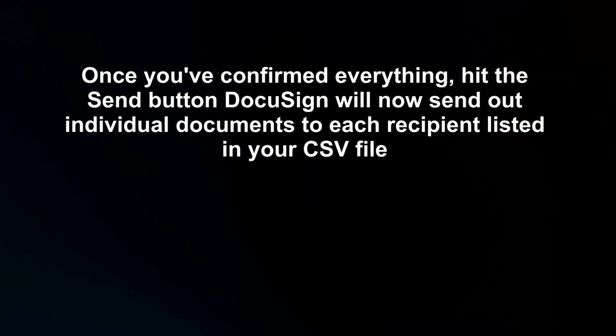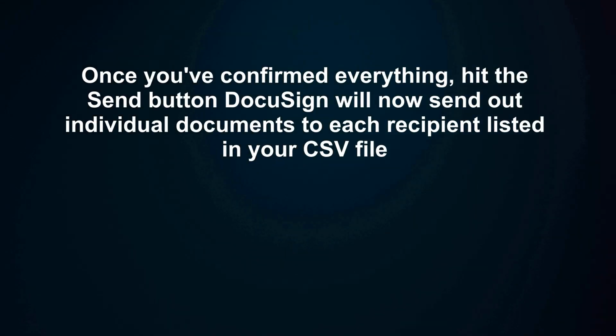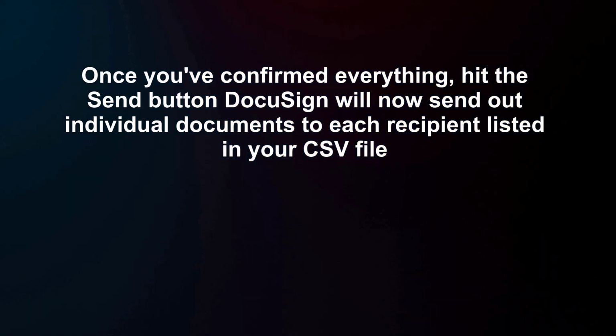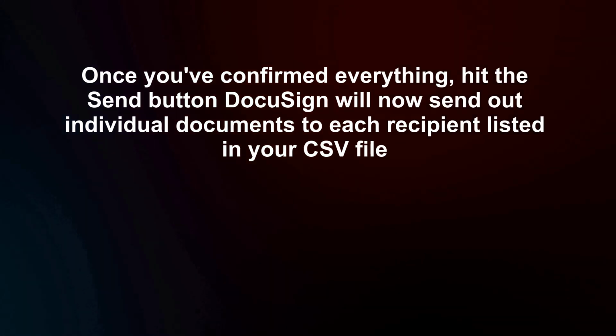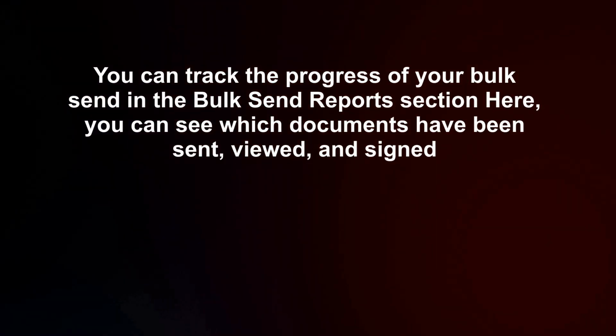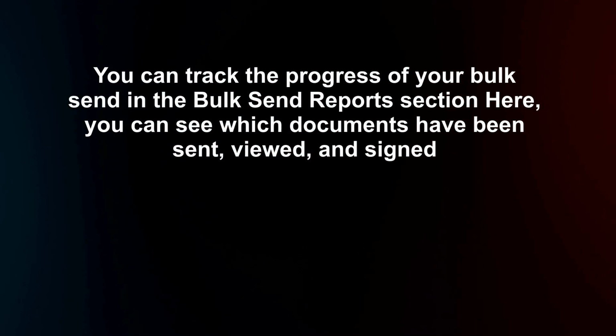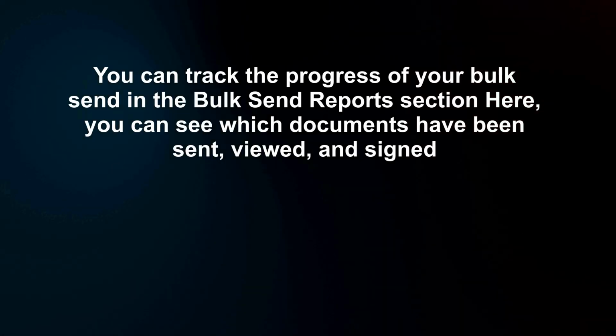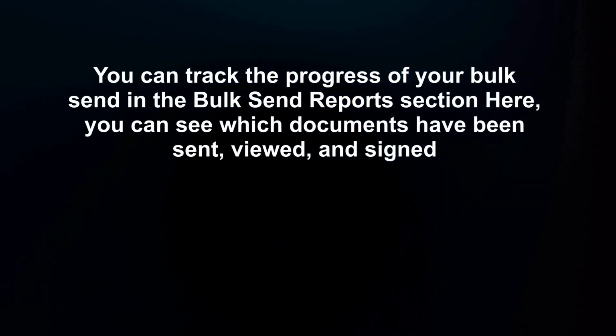Once you've confirmed everything, hit the Send button. Docusign will now send out individual documents to each recipient listed in your CSV file. You can track the progress of your bulk send in the Bulk Send Reports section here. You can see which documents have been sent, viewed, and signed.